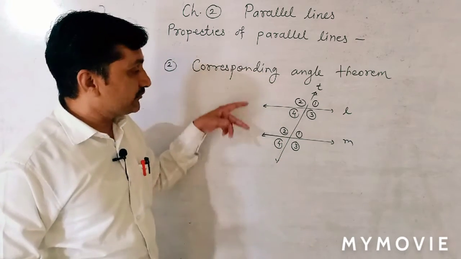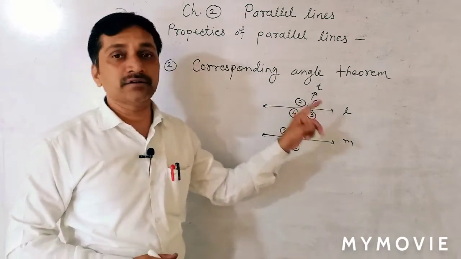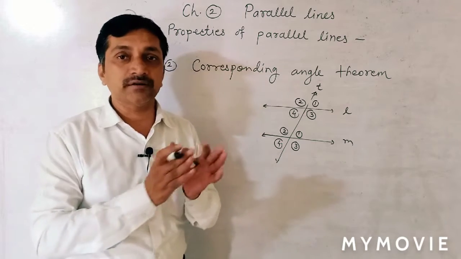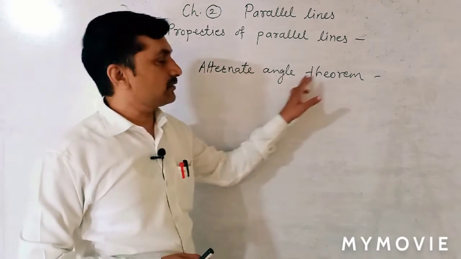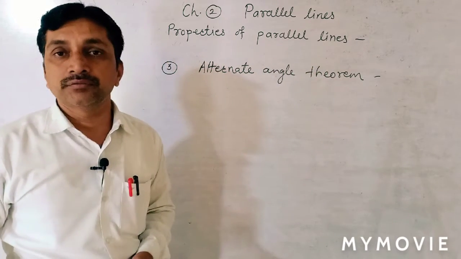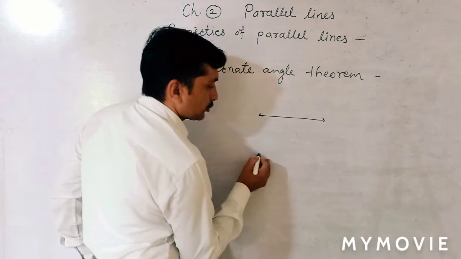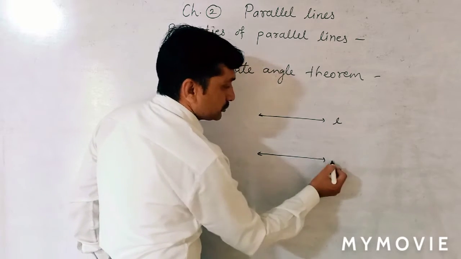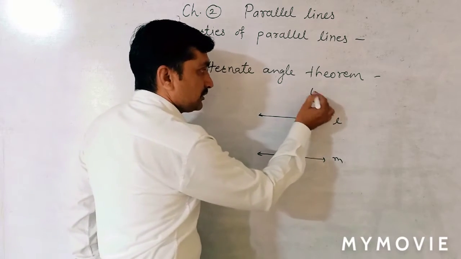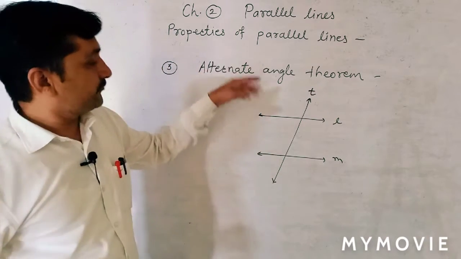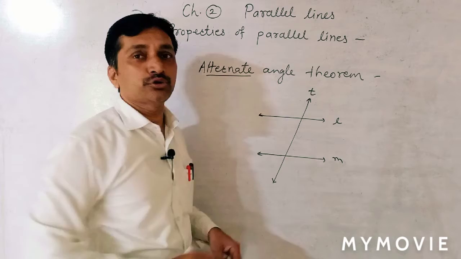The property is that if two parallel lines are intersected by a transversal, then corresponding angles are of equal measure, or corresponding angles are congruent. Now the third property is the alternate angle theorem. This is a property of parallel lines. What is an alternate angle? How can we identify a pair of alternate angles? L and M are parallel lines, and again transversal T is intersecting them. If two lines are parallel and a transversal intersects them, then alternate angles are also congruent.